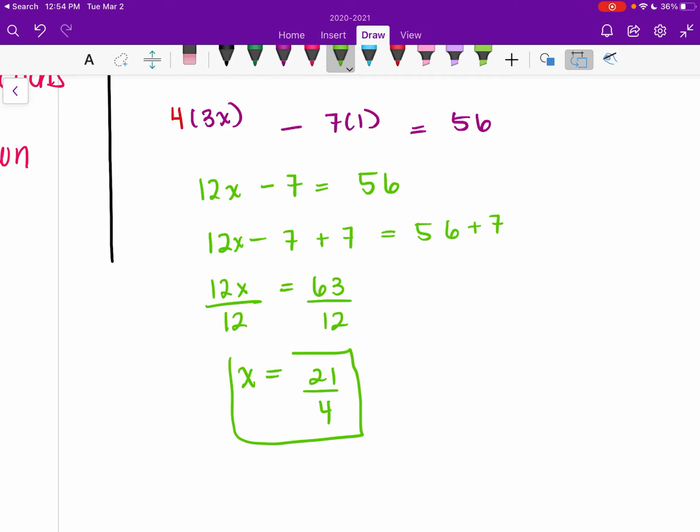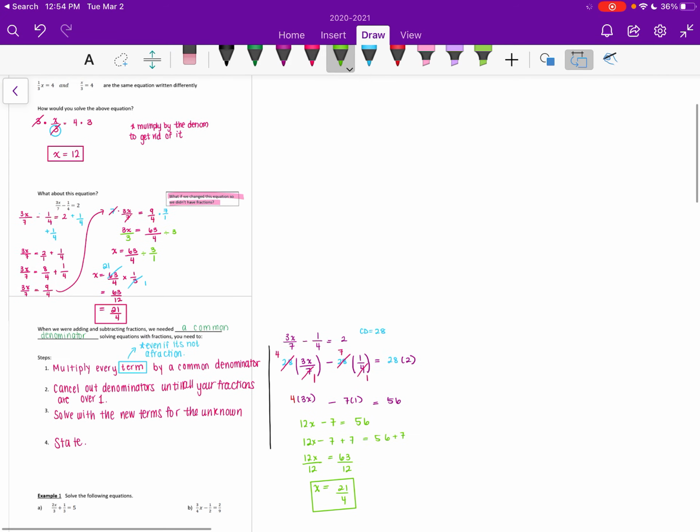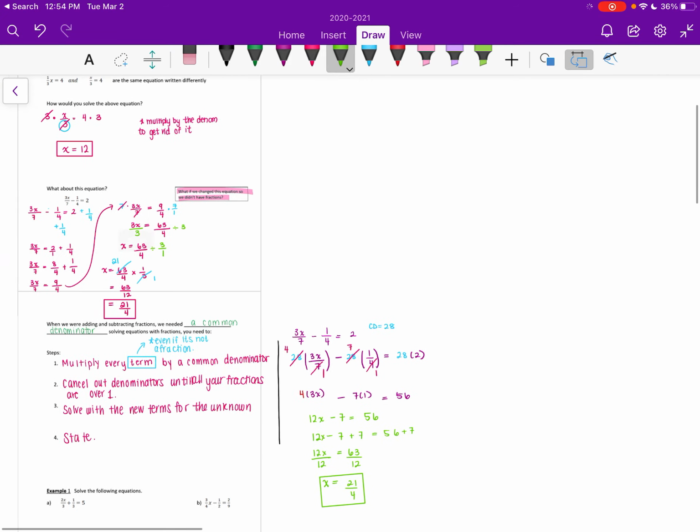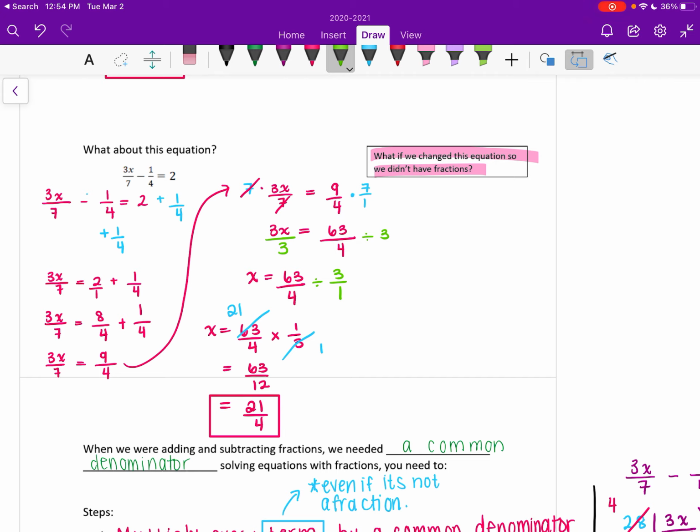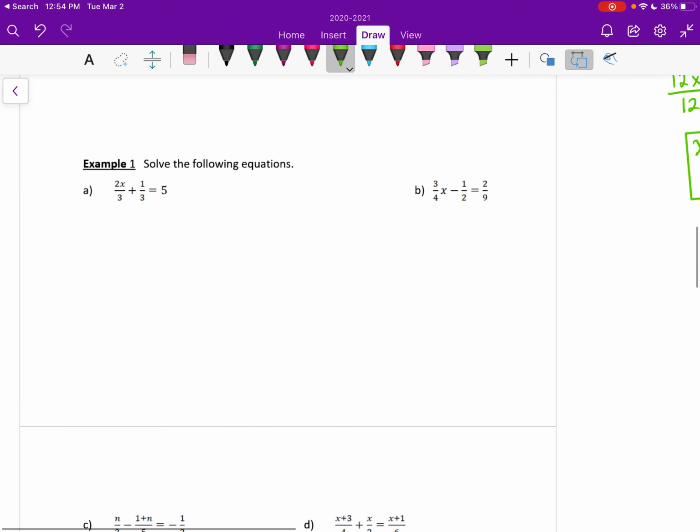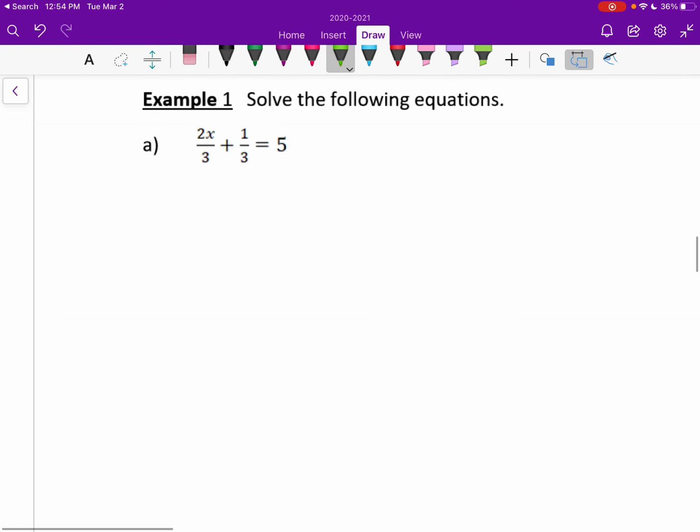See how much time we just saved instead of having to get all of this and do all of this up here. So this is just a way for you to reduce those fractions, get rid of the bottom numbers, and then make your equation easier to solve moving forward. Okay? So let's go ahead and try a few examples together.